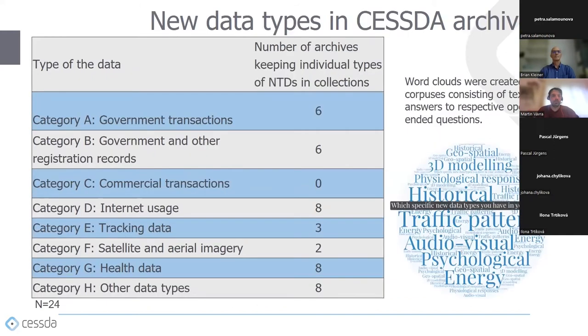So yeah, we can see that there are some new data types, data sets in the archives, but in fact, when we take that we had 24 archives in our survey, it's not so widespread. And if we divide the archives very roughly into two groups, smaller archives and larger archives, we can see that these new data types are concentrated mostly in the larger archives, like the German GESIS, or for example, the UK Data Service, or the Netherlands Data Archive.